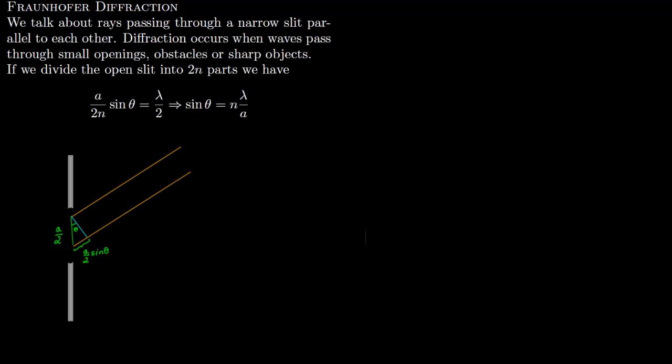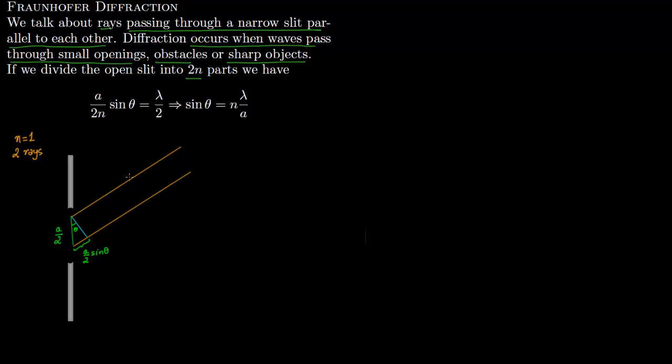In this lecture, we are going to talk in particular about Fraunhofer diffraction. So we will say that there are rays passing through a narrow slit, and these rays are parallel to each other. Now this diffraction occurs when the waves pass through small openings, obstacles, or bend around sharp objects. So you divide the slit into 2n parts. We are saying 2n parts because there is a large number of rays passing through. For our specific case, we'll take n as 1, so 2n becomes 2, and we are going to talk about 2 rays.